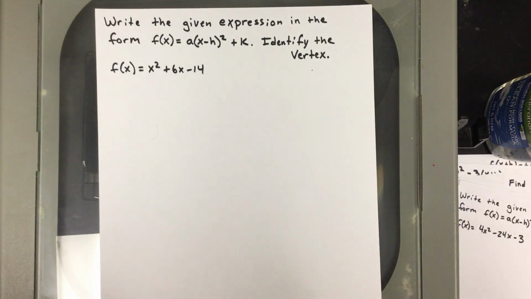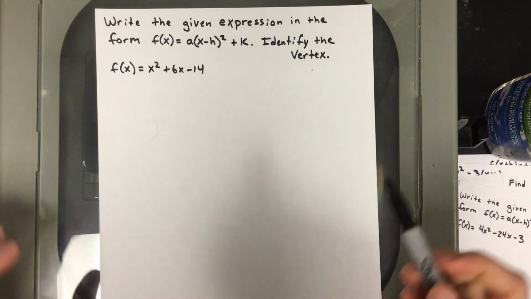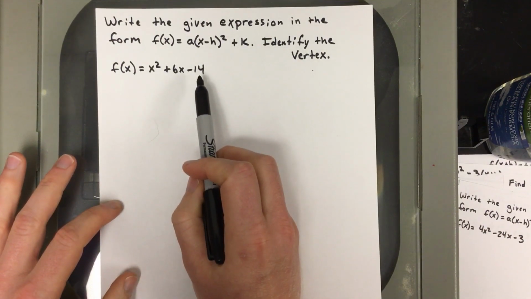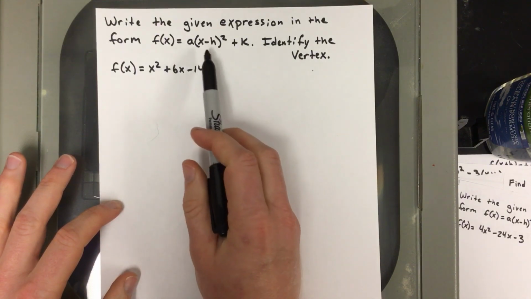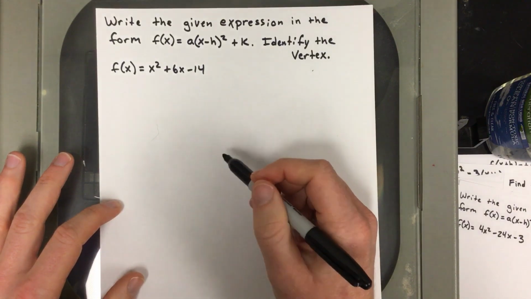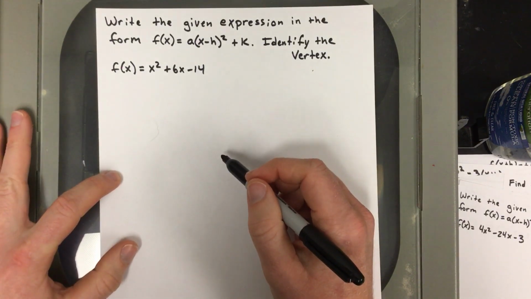Hey everyone, this is an example from section 3.1. It's going to be basically taking an equation that's in standard form for a quadratic and putting it into vertex form. And we've got to use completing the square to do that. So this is an example basically of how to complete the square.